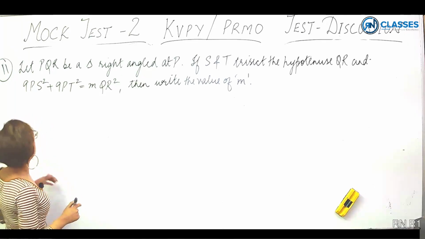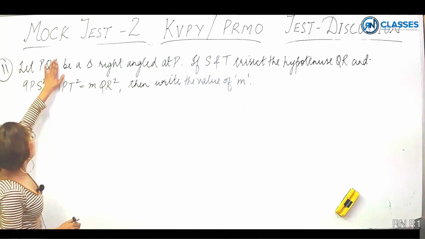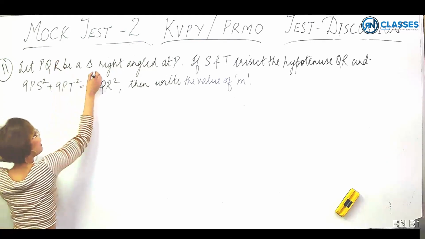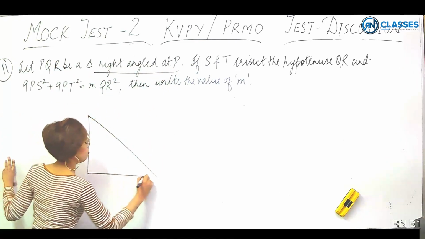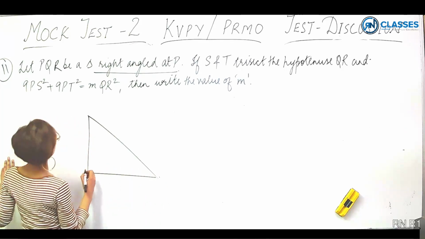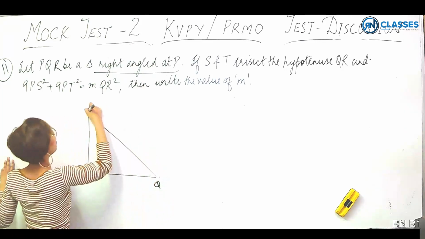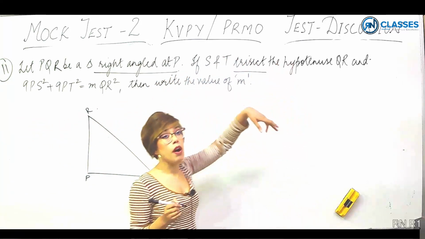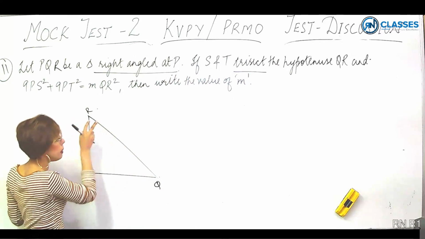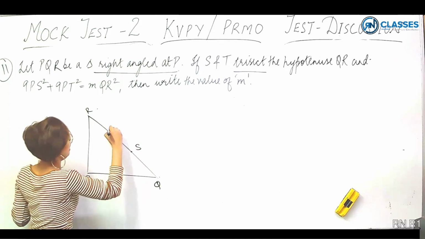Alright, on to the next one. He says let PQR be a triangle right angled at P. So let me make my triangle. So this is PQR. If S and T trisect the hypotenuse QR, trisect, so 3 equal parts, so suppose this is S and this is T.